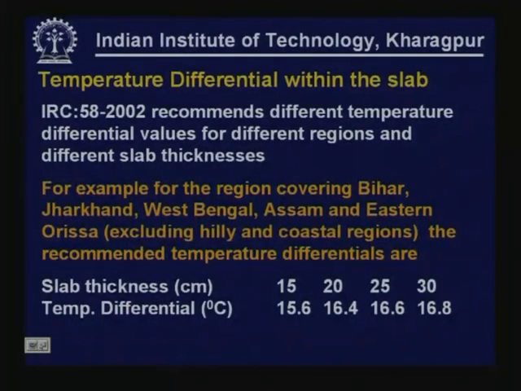Typical temperature differentials are recommended by IRC 58, because for a given region we have to assume some maximum temperature differential from top to bottom. These values can be seen from the guidelines. For example, for the region covering Bihar, Jharkhand, West Bengal, Assam and Eastern Odisha, excluding hilly and coastal regions, different temperature differentials are recommended for different thicknesses of slab. For example, for a 20 centimeter thick slab in this region, the temperature differential to be assumed is 16.4 degrees centigrade.